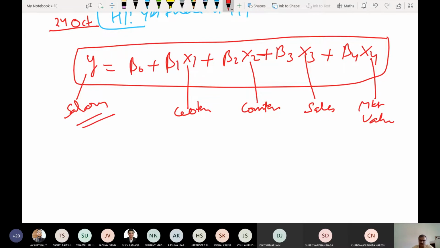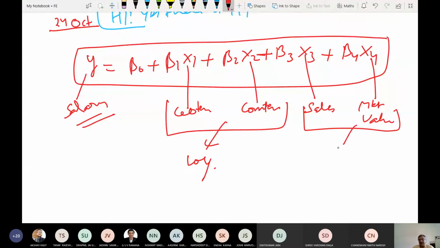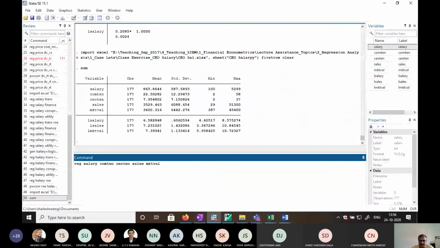We are testing, as we were discussing, these two variables are representing the loyalty portion, and these two are representing the performance of the firm. So we are just going to understand what is impacting the salaries. This is CEO's salary. So this is what we are trying to test. And as we run, all of you are together, all of you are on the same page.